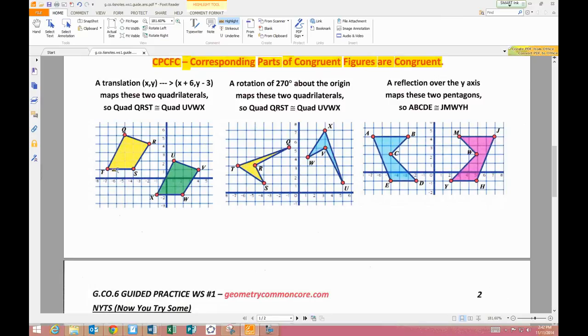All right, so in this one, it was a simple translation that maps this figure onto this. In this one, it was a rotation of 270 degrees. That's a positive direction, so that means we went counterclockwise. And over here is a simple reflection that mapped it onto each other. Okay, this next part I'd like you to try on your own.